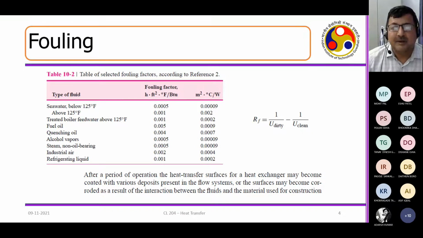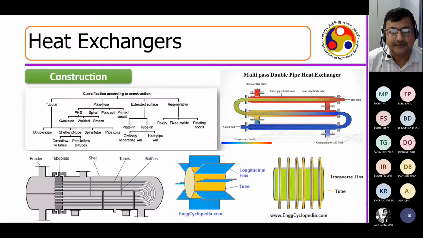So this fouling factor you have to incorporate, because you have to assume that this particular heat exchanger is going to work for, say, the next 20 years. If you can add a standard fouling factor there, then your design will be more practical. So this is what we were talking about.